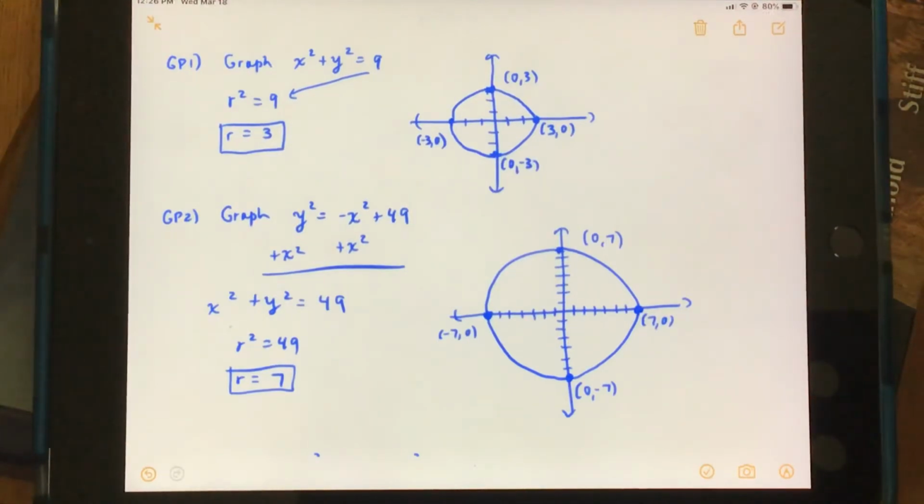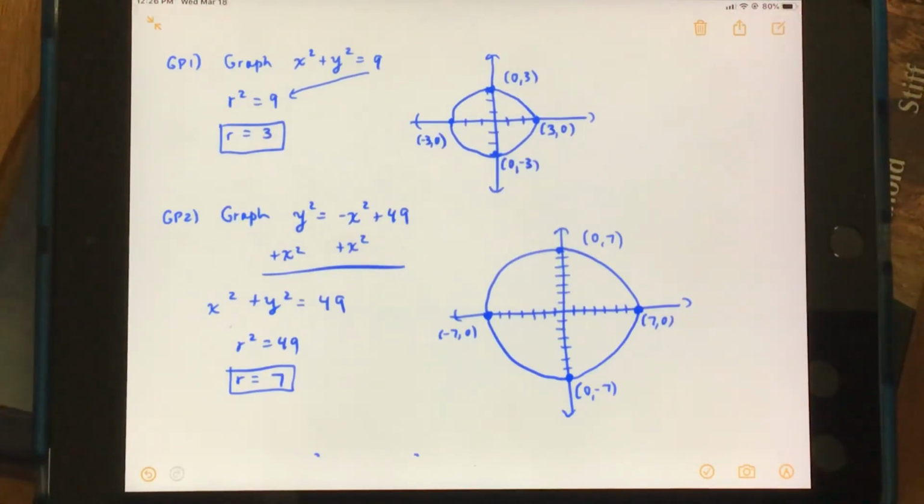The next guided practice problem is to graph y squared equals negative x squared plus 49. And to graph that, first we need to get into standard form for a circle. So we're going to add x squared to both sides, and voila, we are in standard form for a circle. X squared plus y squared equals 49. And then we go through the same process as our guided practice 1 problem. We're going to identify r squared as 49. Then we'll take the square root of both sides, and we'll end up with the radius being equal to 7.